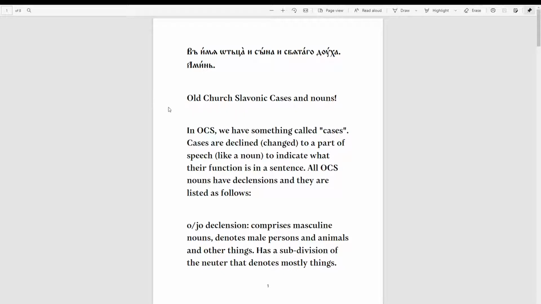I do have work. But today we're going to be learning about the Old Church Slavonic cases and nouns. In Old Church Slavonic, we have something called cases. Cases are declined, changed, to a part of speech like a noun, to indicate what their function is in a sentence. All Old Church Slavonic nouns have declensions, and they are listed as follows.